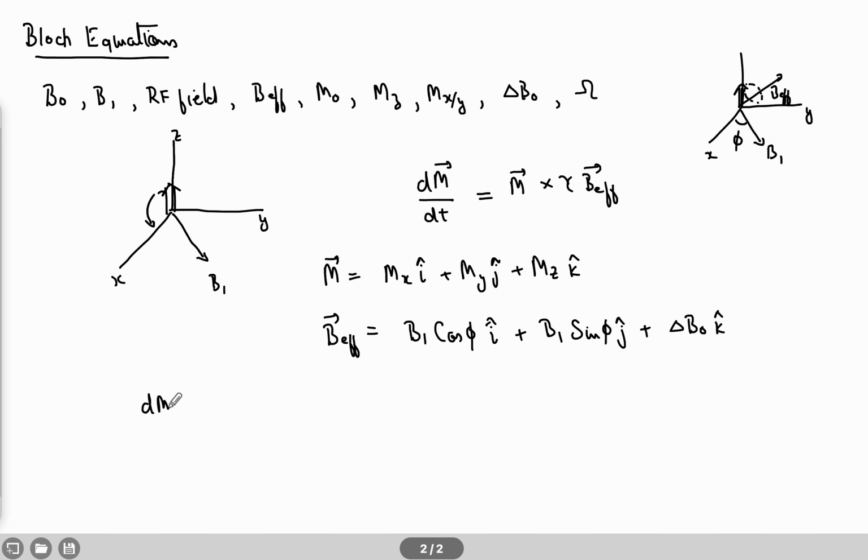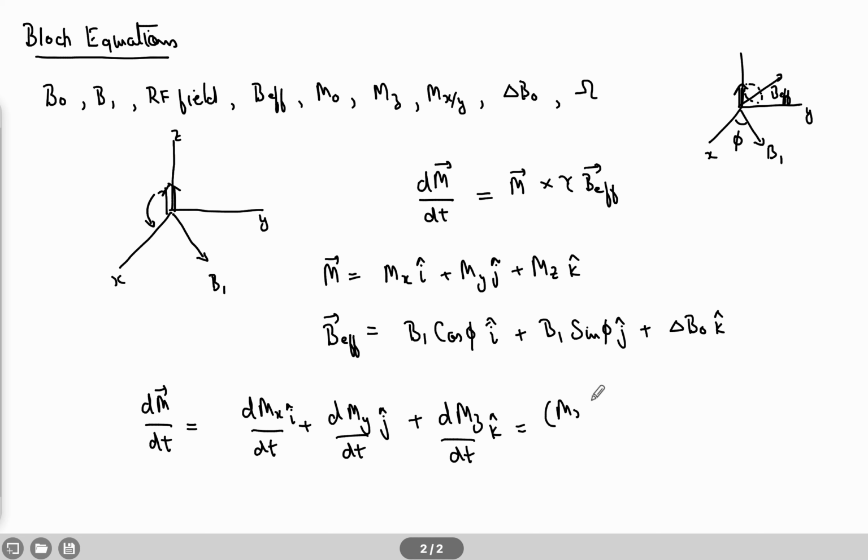So now dM by dt can then be written as dMx by dt i cap plus dMy by dt j cap plus dMz by dt k cap, right? Now all of this is M cross gamma B. So my M is written as Mx i, My j, Mz k, cross product gamma times this value over here, right? So I'm not going to repeat that.